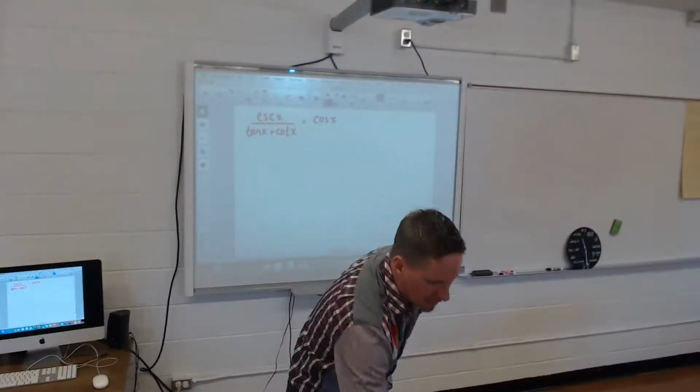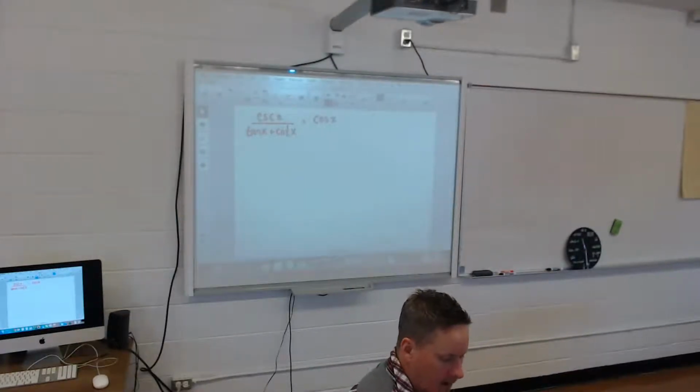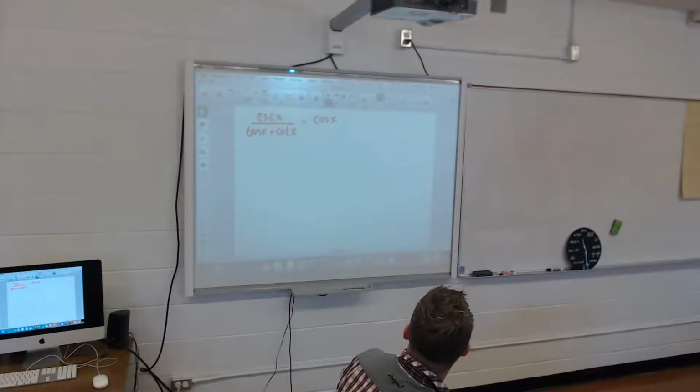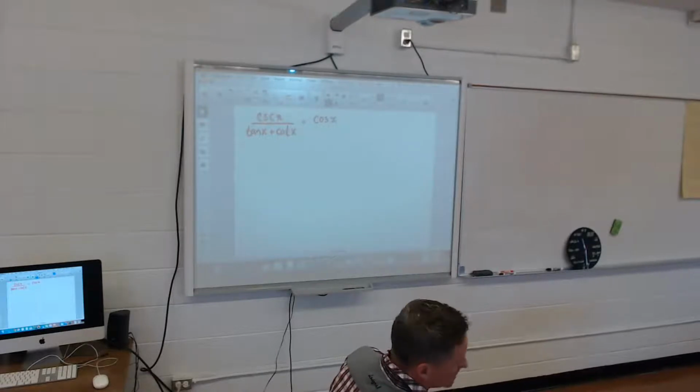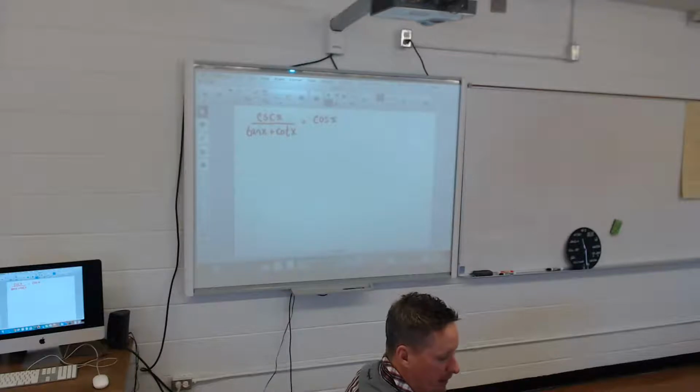This goes along with 6.3 on proving identities. I'm going to simplify the left side first. I'm going to show you how the book's doing it with 60 and pi over 6, so I'll show you that after. But I'm going to show you how to make the left side equal the right side. This is what 6.3 was.